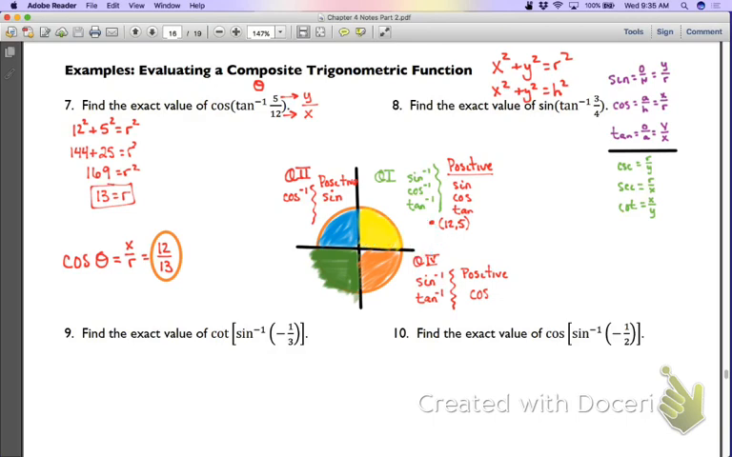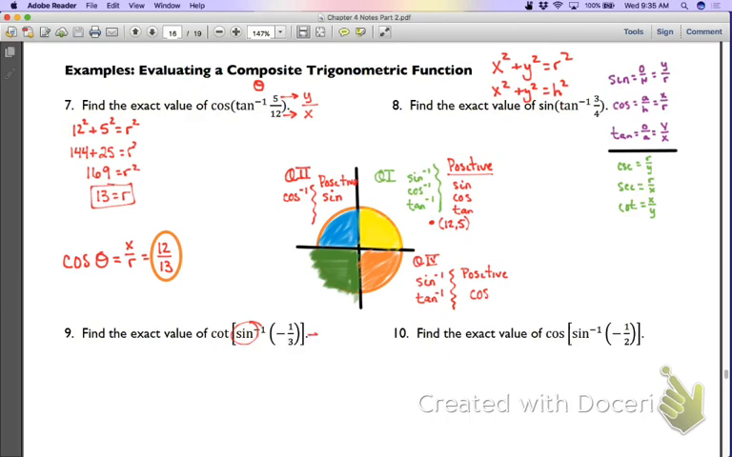On 9, it says find the exact value of cotangent of inverse sine of negative 1/3. I have a negative. Negative has to belong to one of those numbers. Okay? If negative has to belong to one of those numbers, and I'm dealing with sine, I'm going to go over to the right. Sine is opposite over hypotenuse, or y over r. What is the one value that cannot be negative? Can my x value be negative? Yeah. Can my y value be negative? Can the distance from the center to that point be negative? No, so r can never be negative.